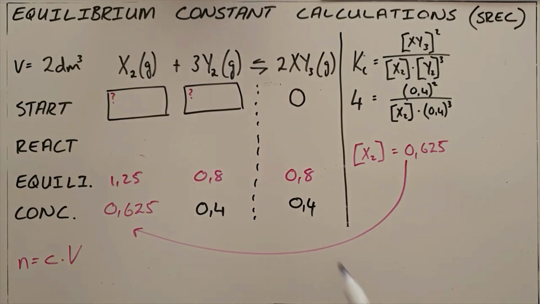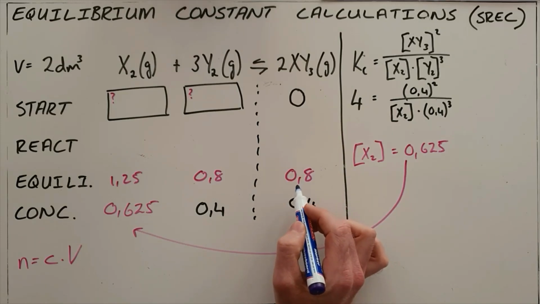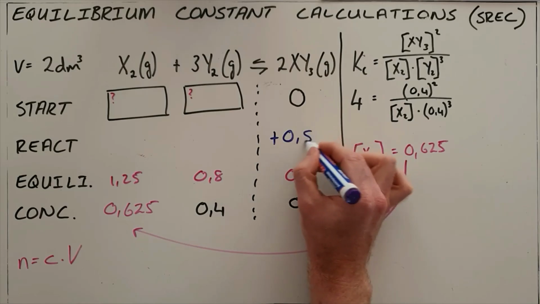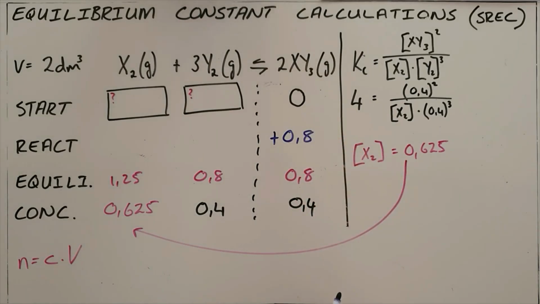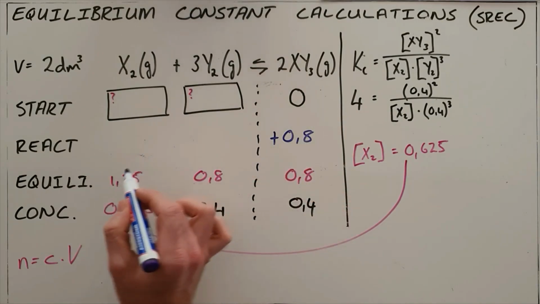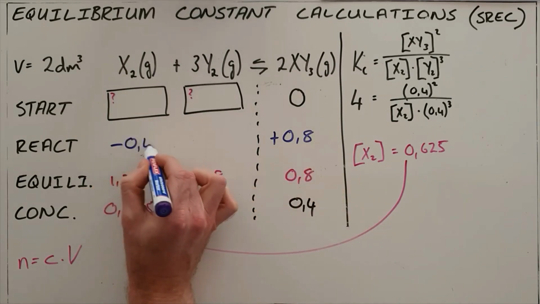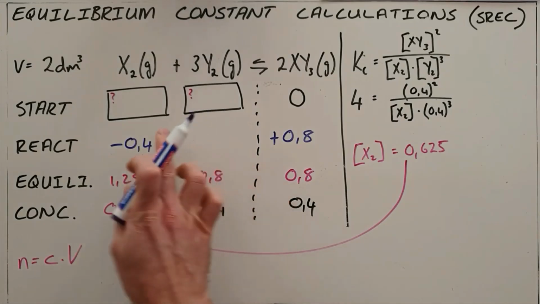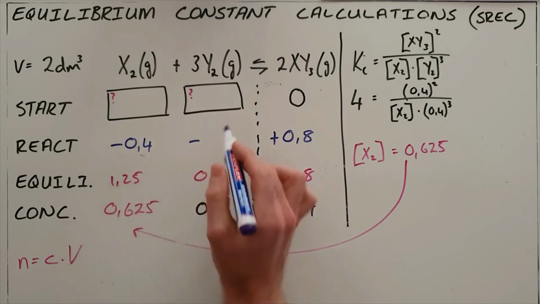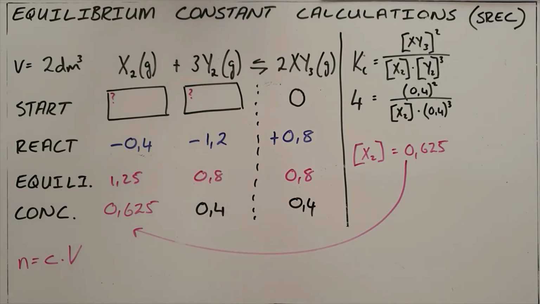Now, since we know that we started with 0 moles of XY3 and ended with 0.8 moles, that means that we must have formed in the reaction 0.8 moles of XY3. We can then see that the ratio of XY3 to X2 is 2 to 1, which means that we must have used up half that amount, half of 0.8, 0.4 in this reaction. We can also see that X2 reacts with Y2 in a ratio of 1 to 3, so 3 times 0.4, 1.2 moles of Y2 must have reacted.